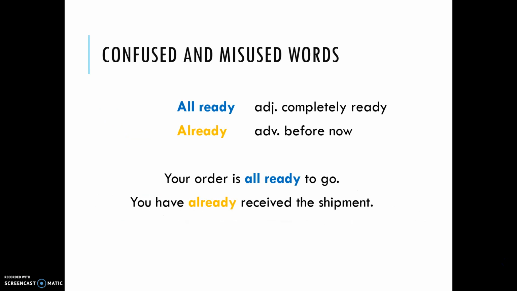All ready and already. All ready is two words. It means completely ready. Already with one L and one word means before now. For example, your order is all ready to go. It's completely ready. You have already received the shipment. It's already happened before now.